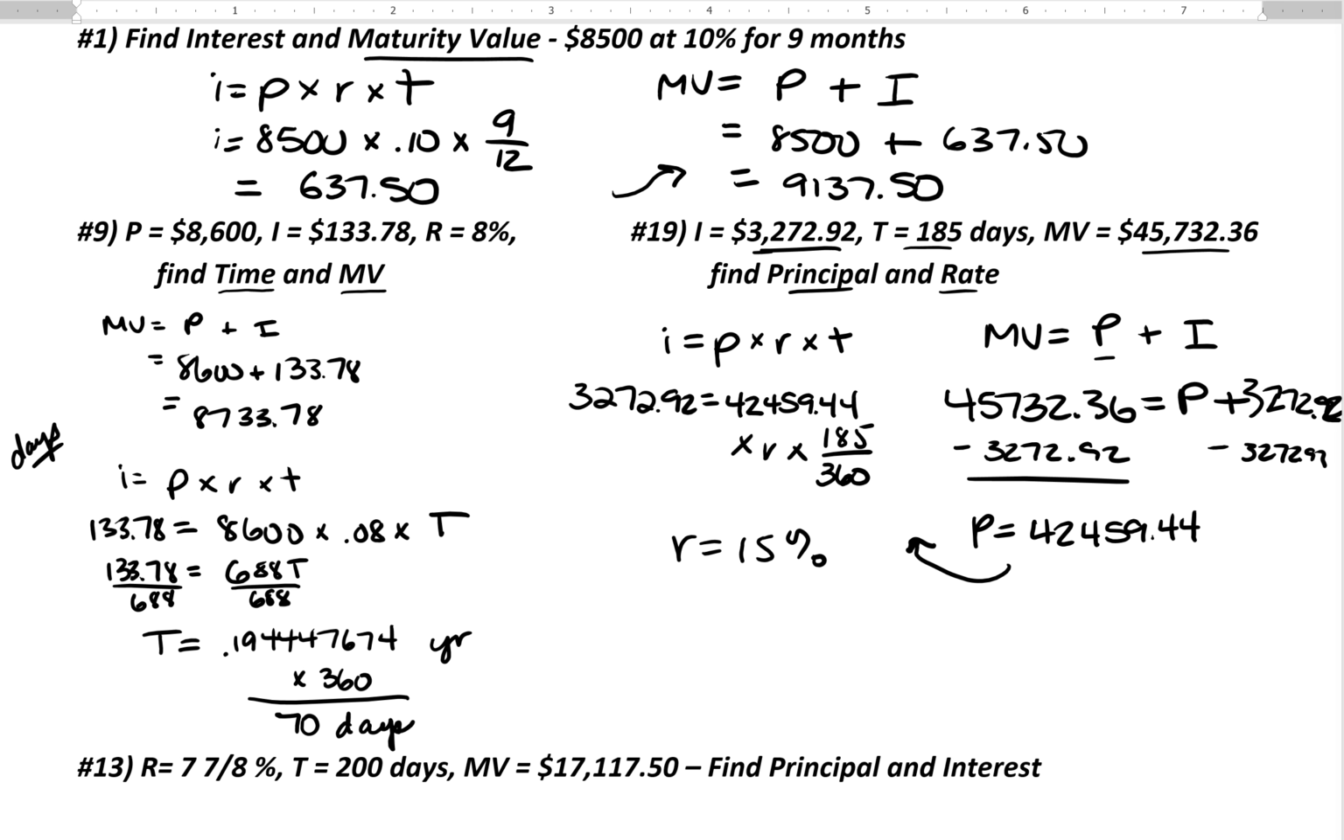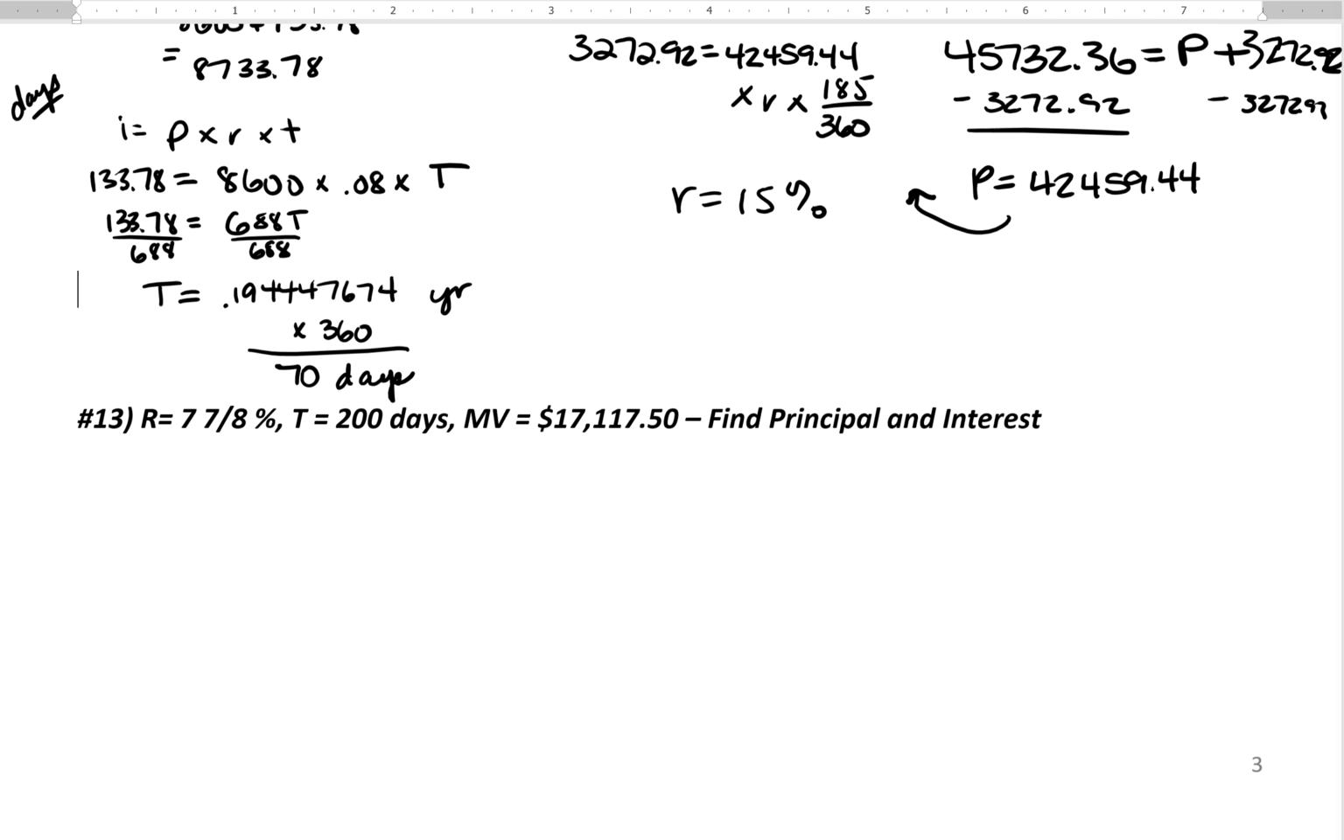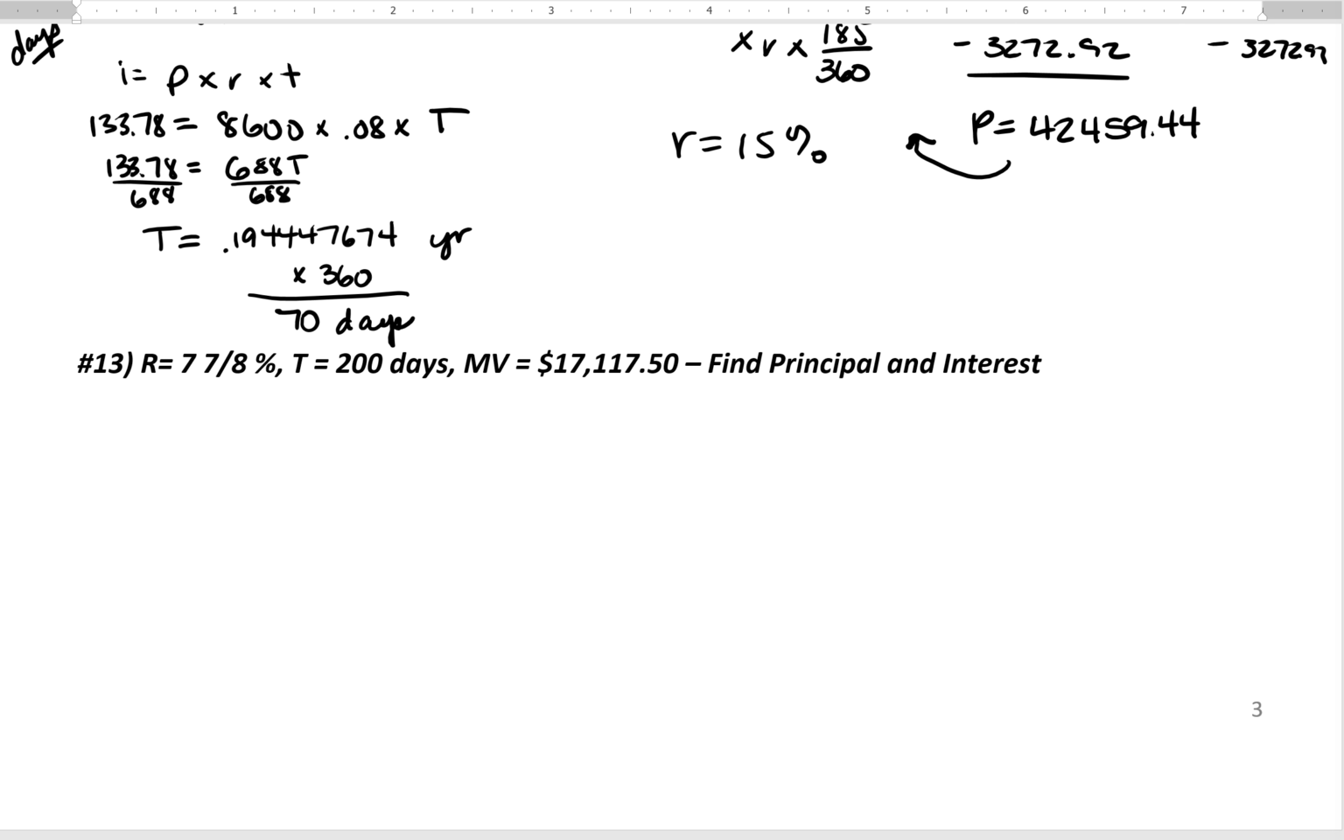Let's do one more. Number 13. The interest rate is 7 7/8%. The time is 200 days, maturity value $17,117.50. We are supposed to find principal and interest. Well, I know that maturity value equals principal plus interest. I also know that interest equals principal times rate times time. I know my rate and I know my time, but I don't know principal, I don't know interest, so I'm going to be stuck trying to solve that one.